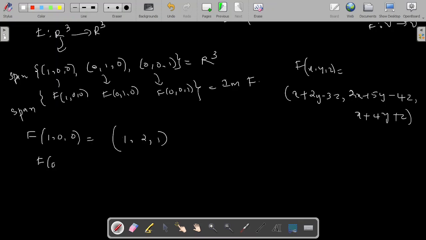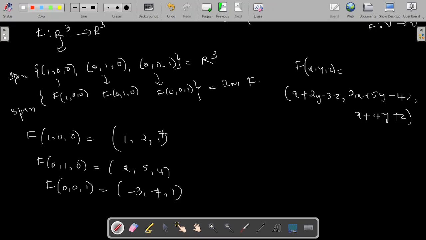Then f of (0, 1, 0). So here y is 1 now, the x and z are 0. So you get (2, 5, 4). Substitute here x equal to 0, y equal to 1, z equal to 0. F of (0, 0, 1) equal to, z is 1, (-3, -4, 1).